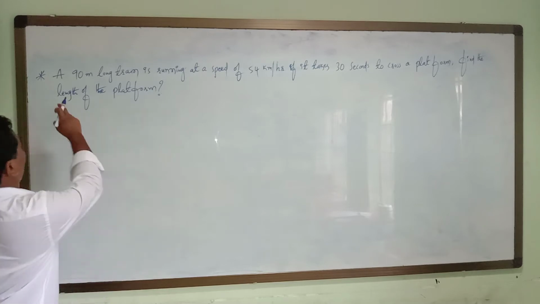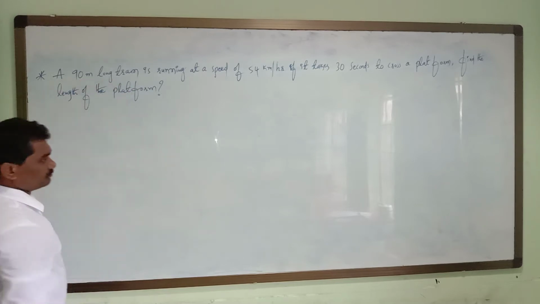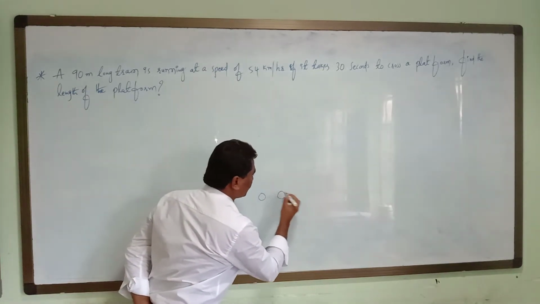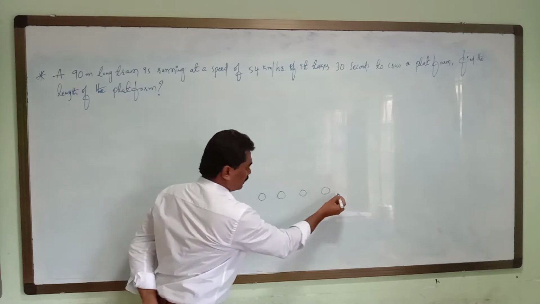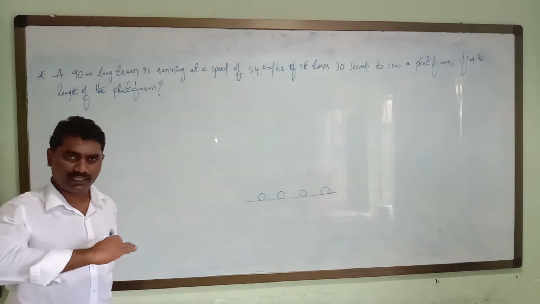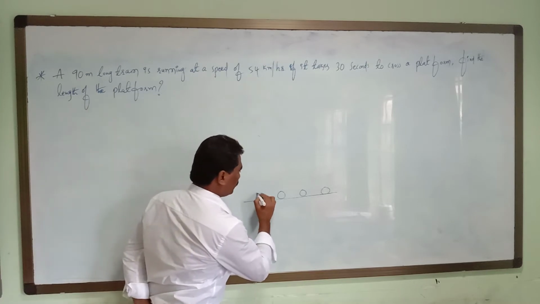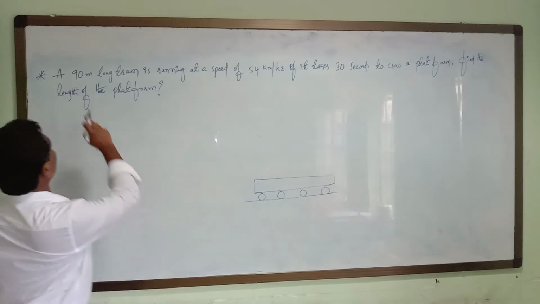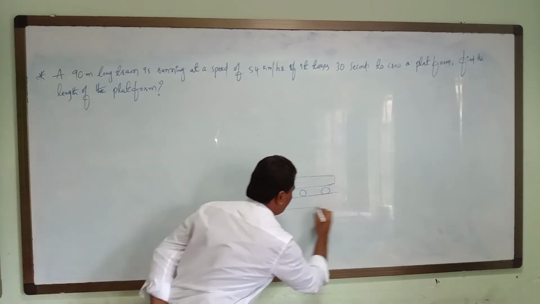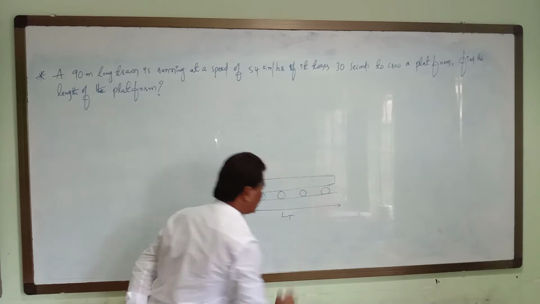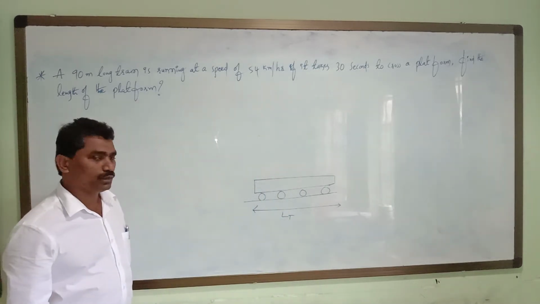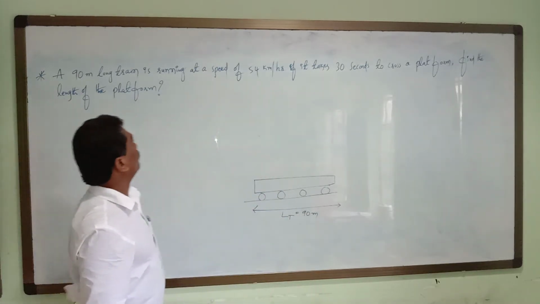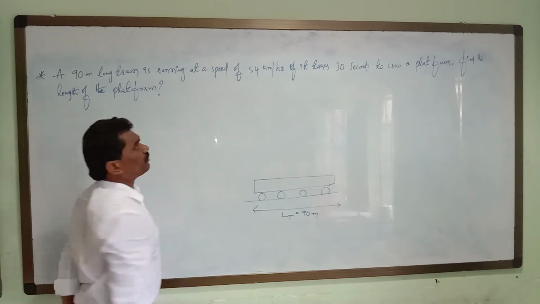A 90-meter long train. So we will draw the diagram of the train first of all. Here is the 90-meter long train. Let us assume this is a railway train track. Here one train is there. The length of the train is 90 meters. The length of the train is taken as LT. So the length of the train is 90 meters, running at a speed of 54 km per hour.